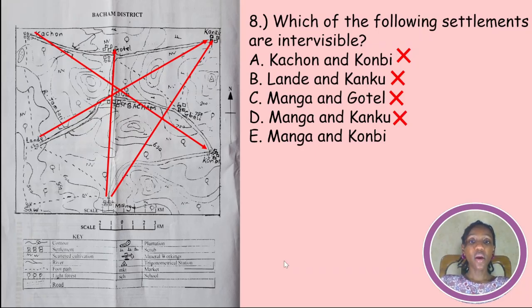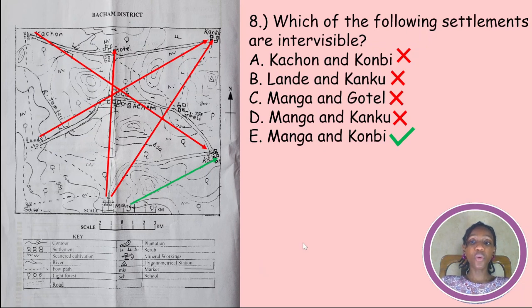Option E, Manga and Nobi are intervisible, and that makes option E correct. As we can see, most of our options are not intervisible because they pass the low points between the two peaks where Bacham is located. That is the pass, which also lies on a ridge. And Manga and Kanku are also obstructed by some hills.